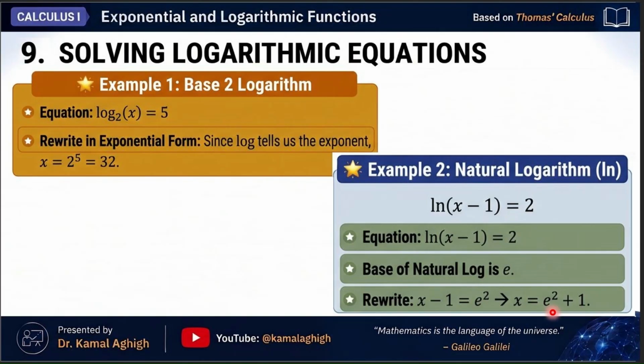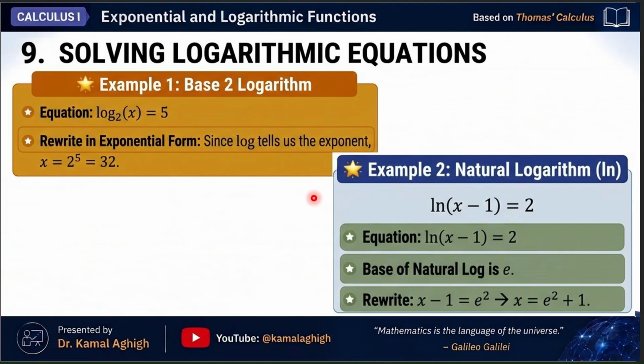Whenever you solve a logarithmic equation, always check the domain. Remember that the argument of every logarithm must be positive. If your solution makes the argument 0 or negative, then it's not a valid solution. Checking the domain is one of the most important steps in solving logarithmic equations and helps eliminate extraneous solutions.